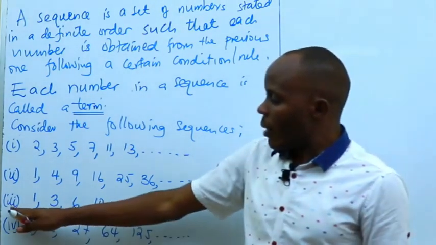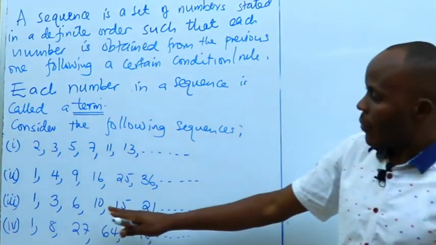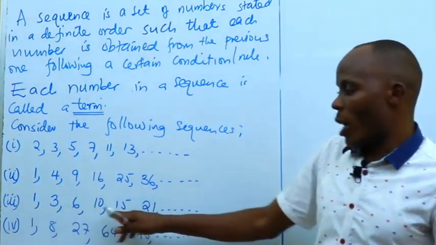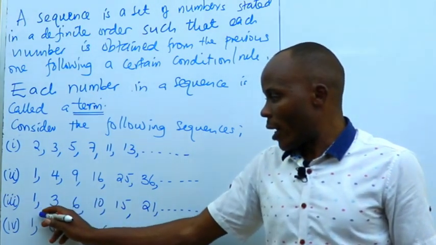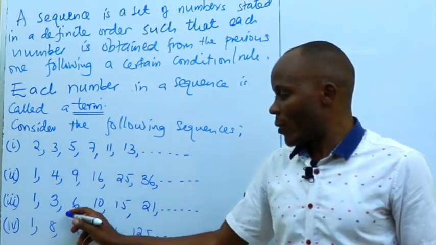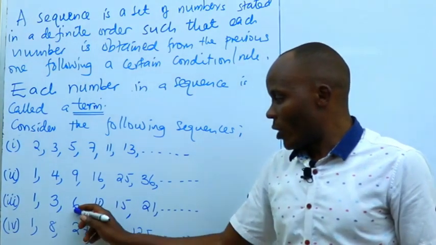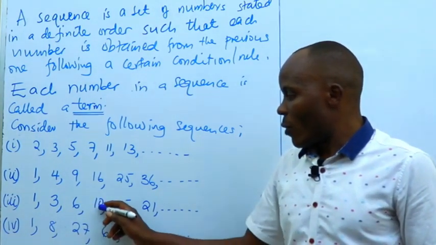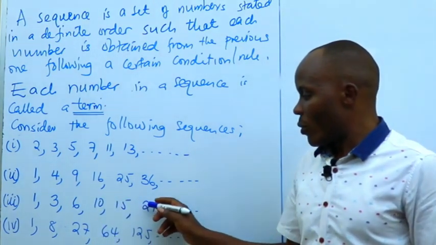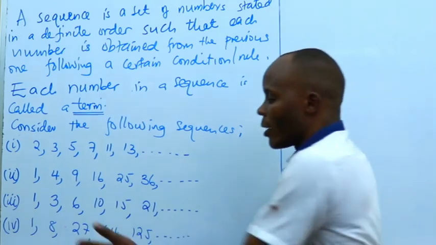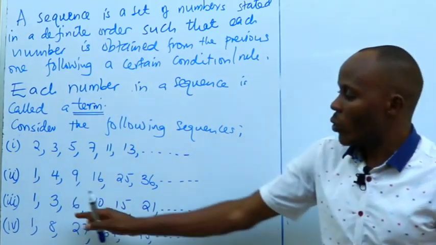When you look at the third one, we have triangular numbers. You see, from 1 to 3, you add the 2 here. From 3 to 6, you add the 3 here. From 6 to 10, you add the 4. From 10 to 15, you add the 5. From 15 to 21, you add the 6. A certain rule is being followed to generate.